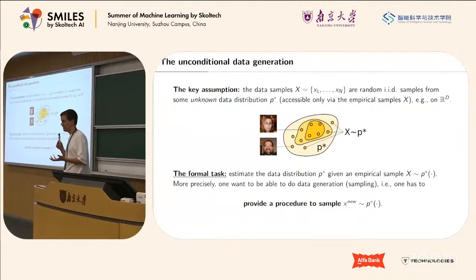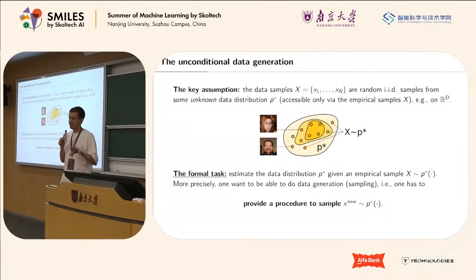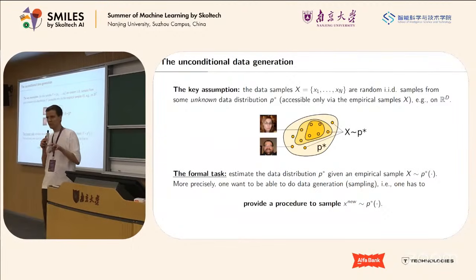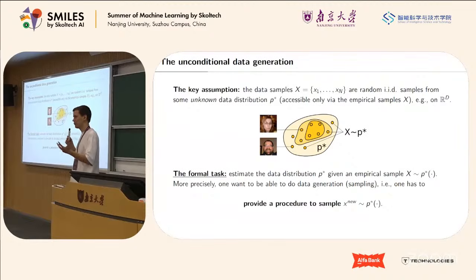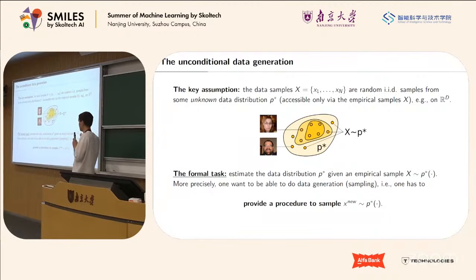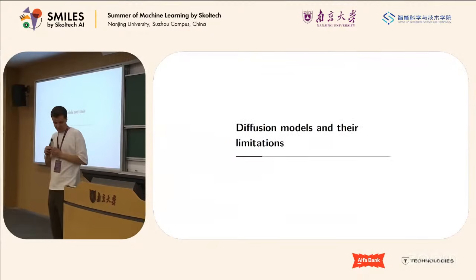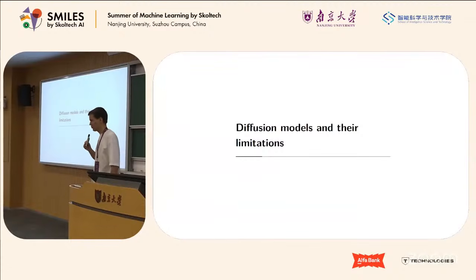So roughly speaking, we have some unknown data distribution. It is observable only by samples, and based on these samples we would like to build a model which will be able to produce new samples from this distribution. Roughly speaking, this problem is called unconditional data generation, because what you are going to achieve here is to generate some new samples without any conditions, just generate me some data which is similar to my available data. And diffusion models are one of the tools to solve this problem.